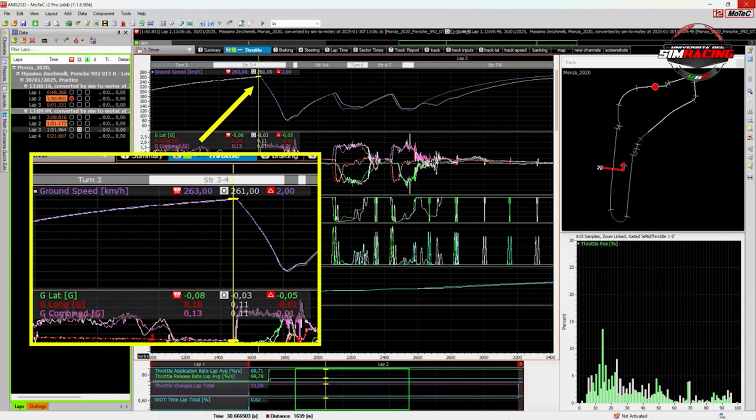At the Roggia chicane braking zone, the neutral toe setup maintained its advantage, though this time the difference was only 2 kilometers per hour due to a shorter straight and a lower initial exit speed from the first chicane.